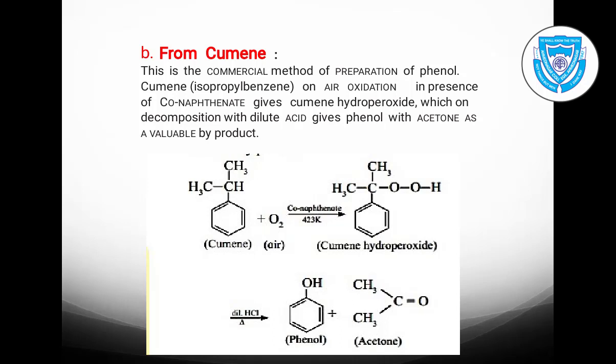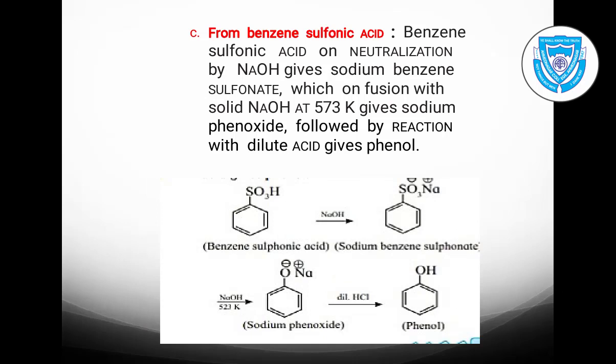Now in the next slide, we are going to study the preparation of phenol from benzene sulfonic acid. This is a neutralization reaction wherein benzene sulfonic acid, that is an acid, is treated with a base to give you benzene sulfonate. This benzene sulfonate, when it fuses with NaOH at 573 Kelvin, will give you phenoxide, and this phenoxide on further dilution with acid would give you phenol.